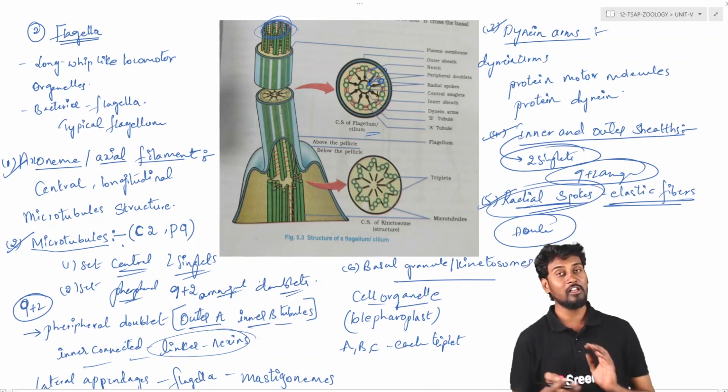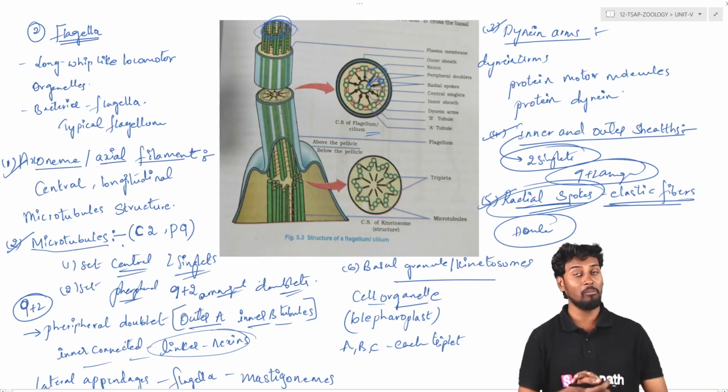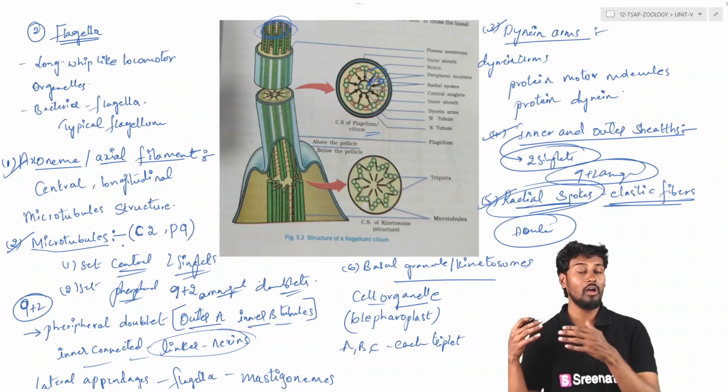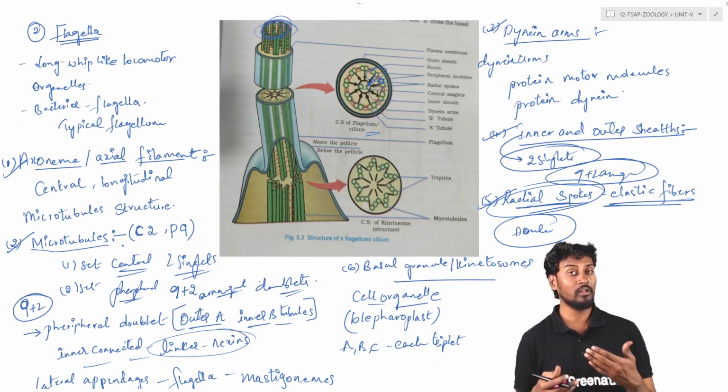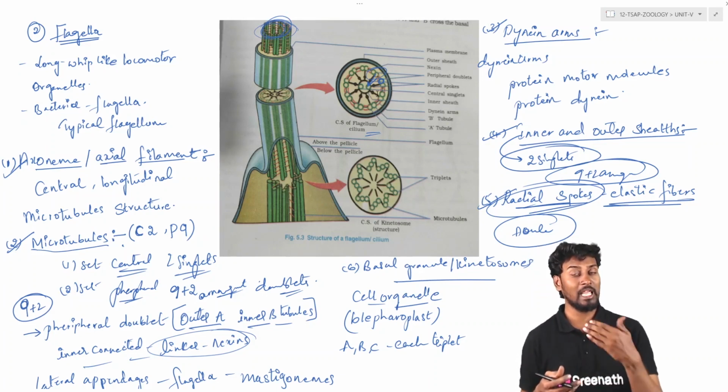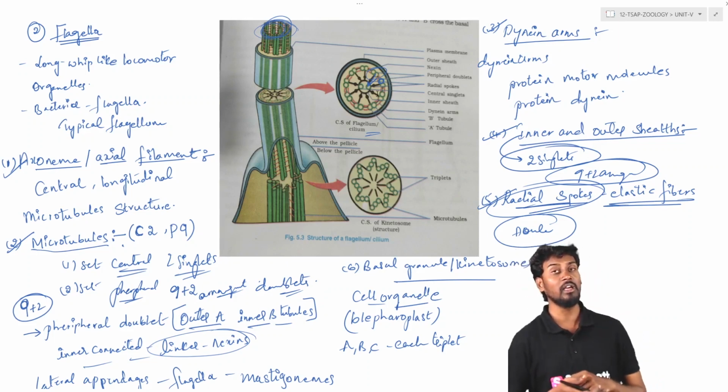సో రేడియల్ spikes are nothing but they are equal to the rim of the cycle or the cycle wheel, where we can see the connection of the peripheral doublets of this particular flagella or cilia connected to the outer or peripheral layer of this particular inner sheet, which is covering the two individual singlet microtubules.